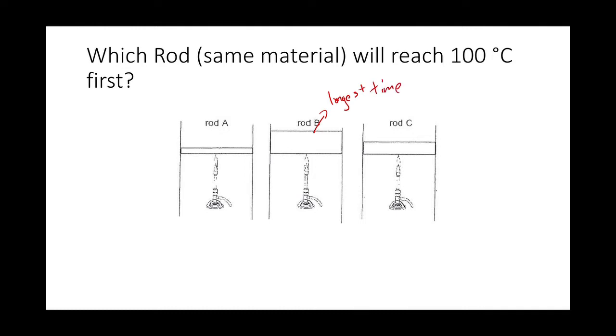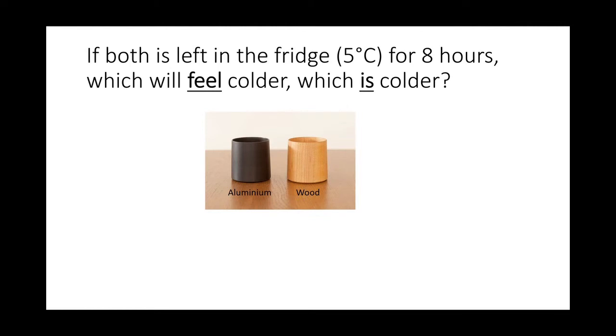The reason is very simple, because rod B will require more heat to reach 100 degrees Celsius because it has more volume. Okay. Now, this is another question. It's a trick question actually.